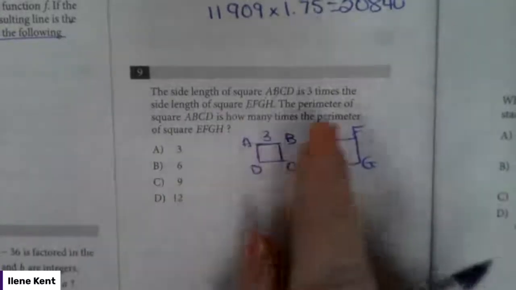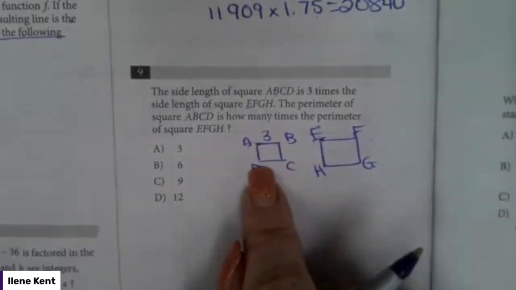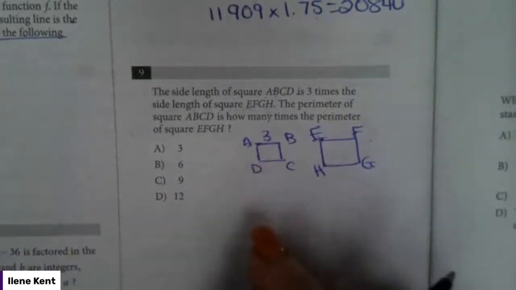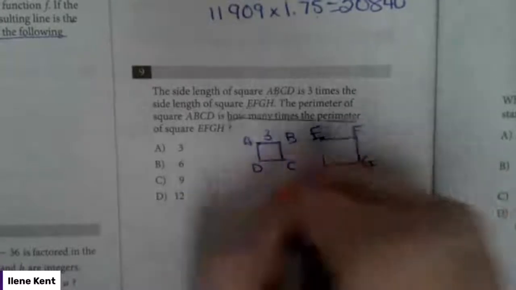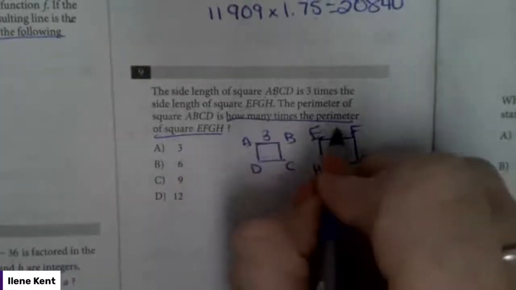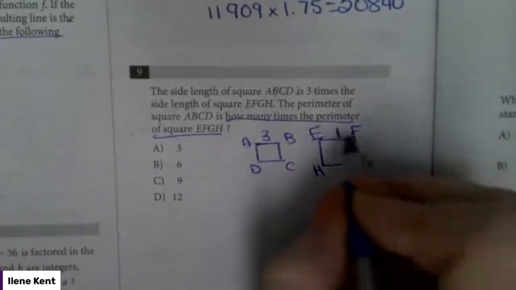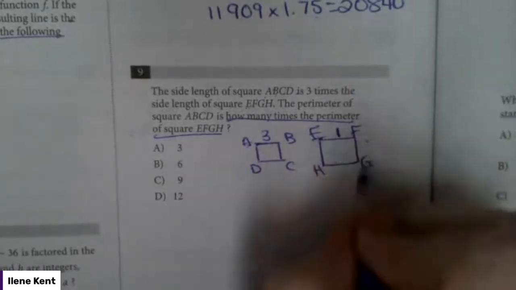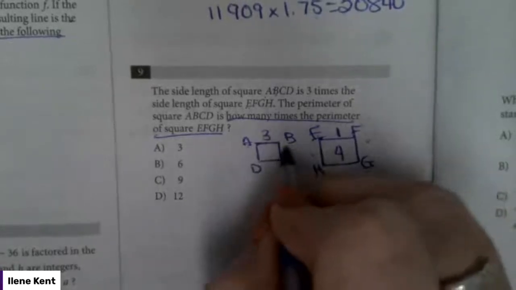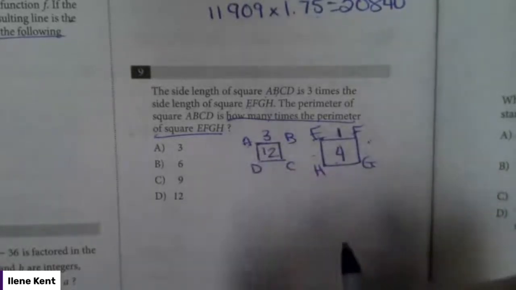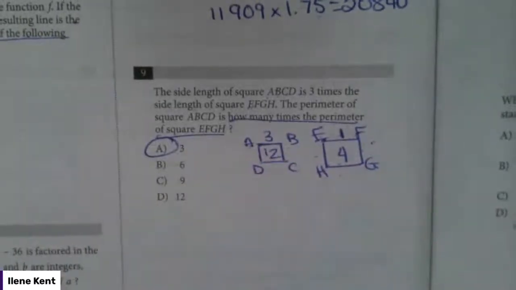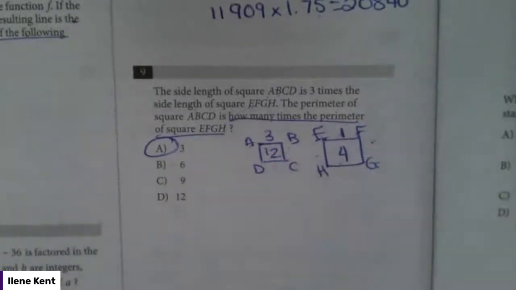The perimeter of this guy is going to be how many times the perimeter of this guy? Well, if this guy's 3 times, let's make our life easy. Make that a 1. Remember, perimeter, we're adding up all the way around. 1, 2, 3, 4, and 3, 6, 9, 12. So it's going to be 3 times bigger because 4 times 3 is 12.